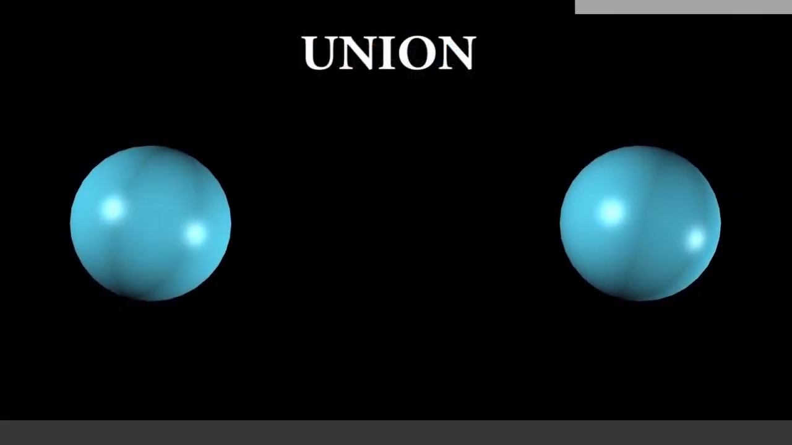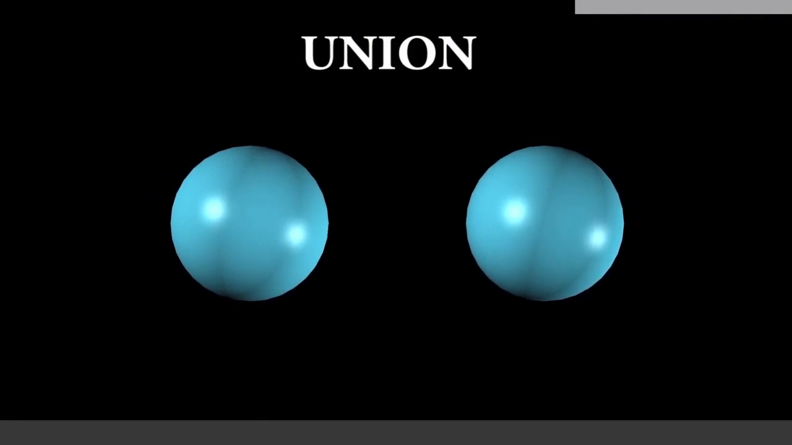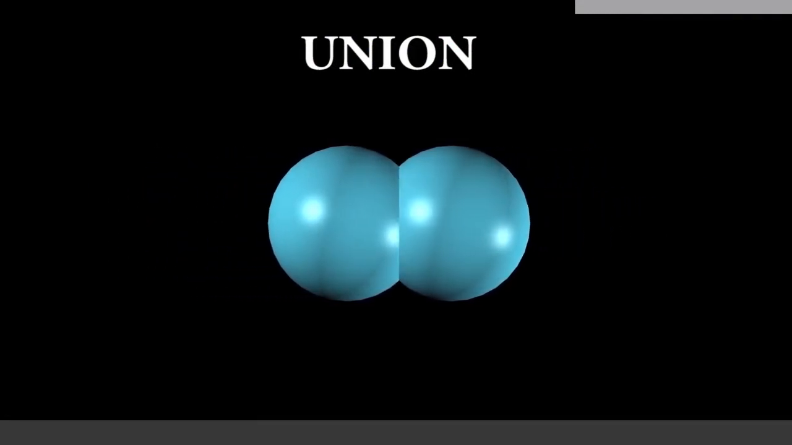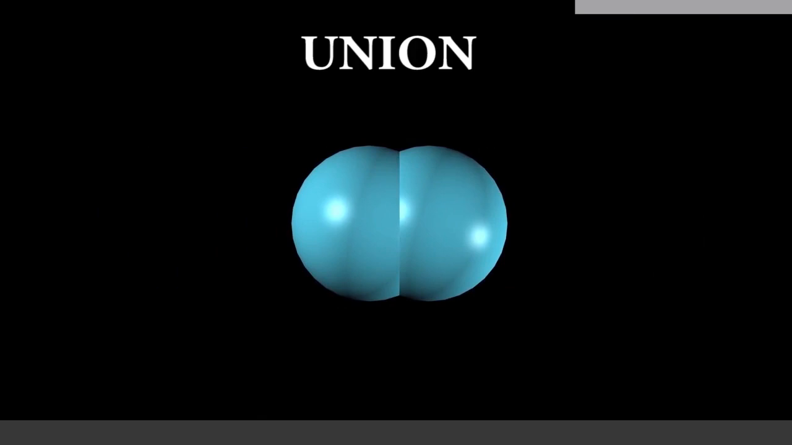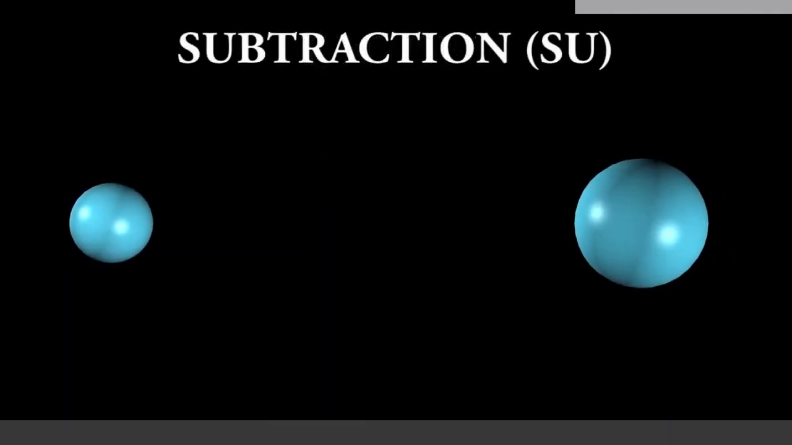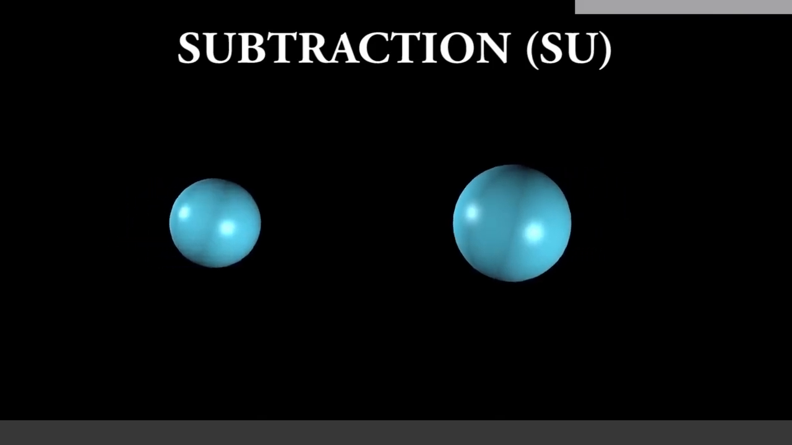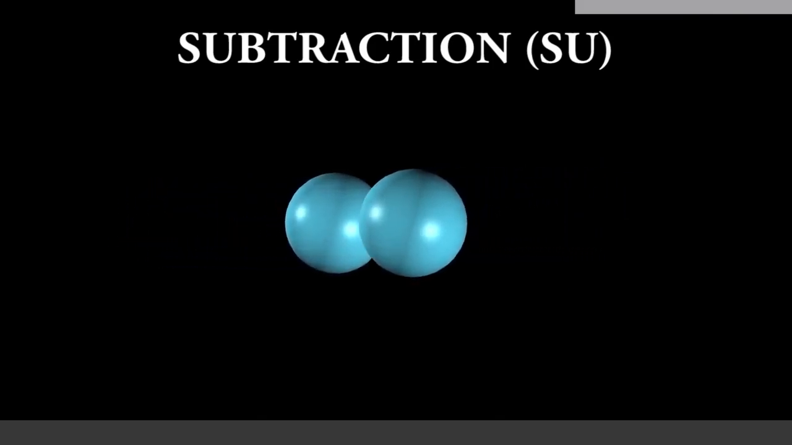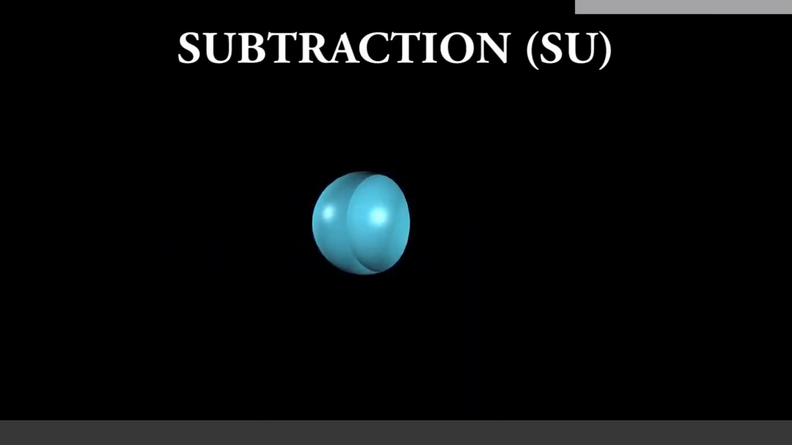The union operation joins two or more solids into a single solid object so that if you click anywhere on this object, the entire object will get selected. Subtraction is a material removal operation in which the volume taken up by the second solid is subtracted or removed from the first solid.